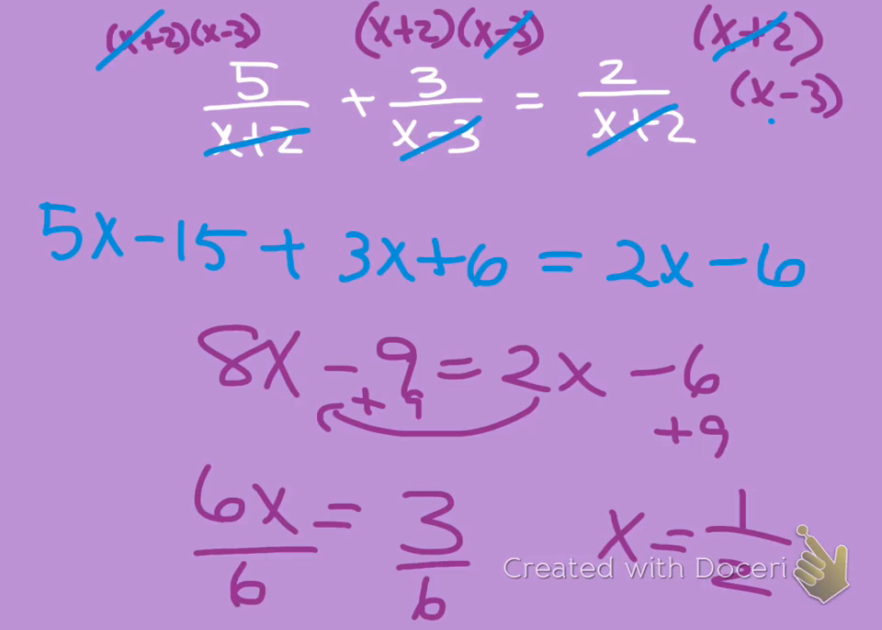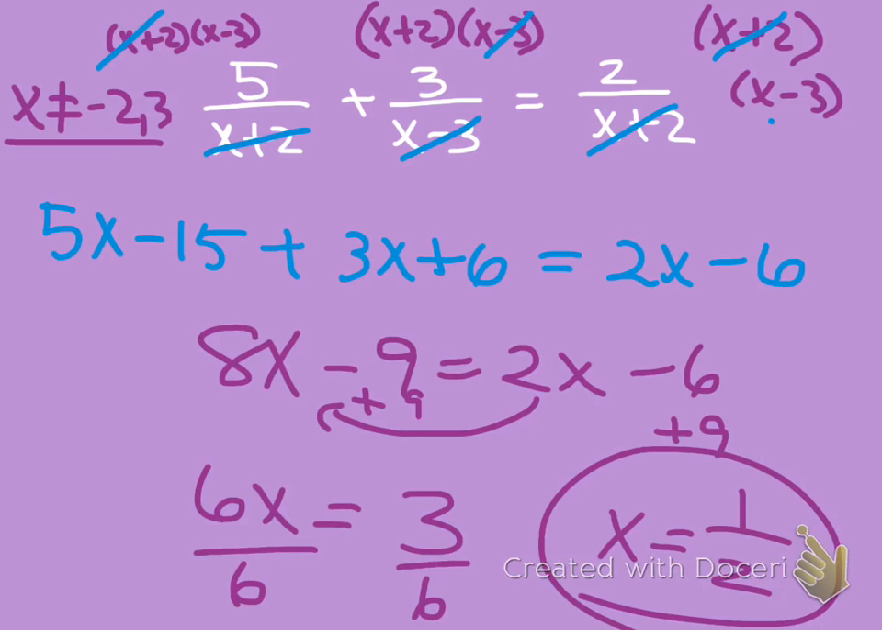Now let's go back. We should have looked at this at the very beginning. I apologize. I told you to do that last time. What can x not be? 0. It can't. The denominator can't be 0. So x plus 2. What plus 2 gives me 0? Negative 2. Okay. So x cannot be negative 2. And what minus 3 gives 0? Positive 3. So did our answer become negative 2 or positive 3? No. So we're fine. x is a half, and that's our answer.